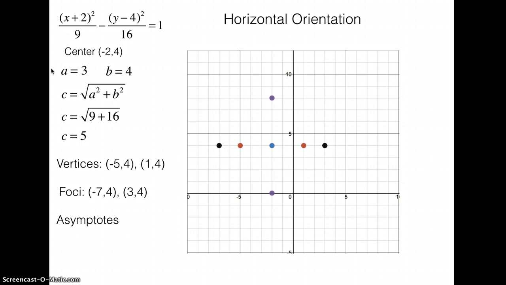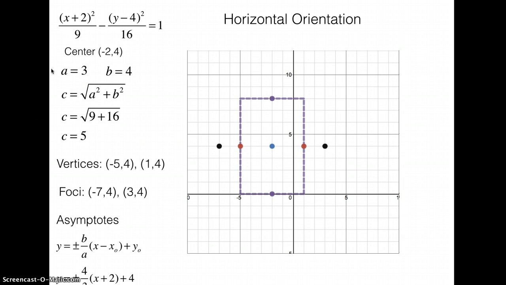The next thing we need are the asymptotes. The general equation for the asymptotes are plus or minus a over b, that's the slope, x minus the x coordinate from the center, plus the y coordinate of the center. When we fill in the information, we get plus or minus 4 over 3, parentheses x plus 2, plus 4. To help you graph the asymptotes, I suggest that you make a rectangular box that contains your a and b points, and then your asymptotes are going to cut through the diagonal of this rectangle.